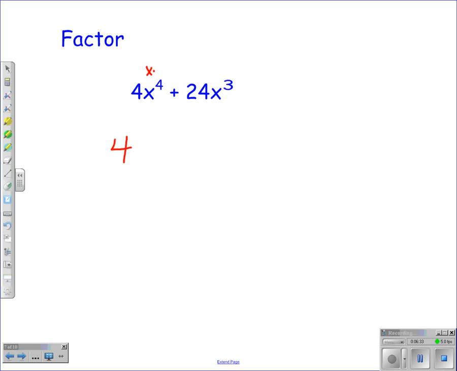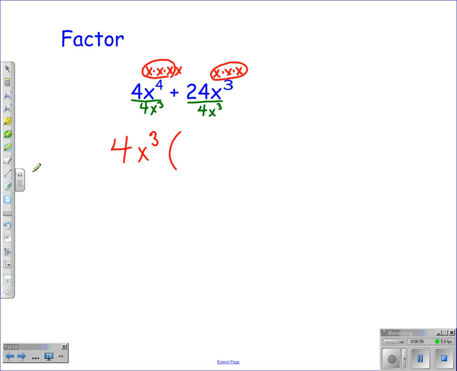When you look at these, this is like looking at x times x times x times x. There's 4 of them, and this one has 3. They both have an x to the third in common. That's what we're going to put on the outside. Then we're going to do our mental division. We're dividing mentally by 4x to the third power.